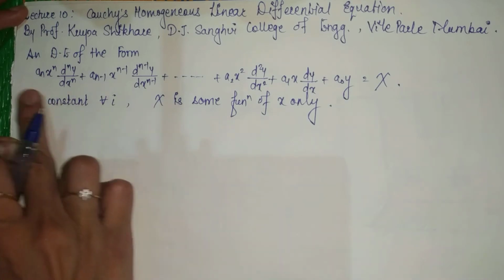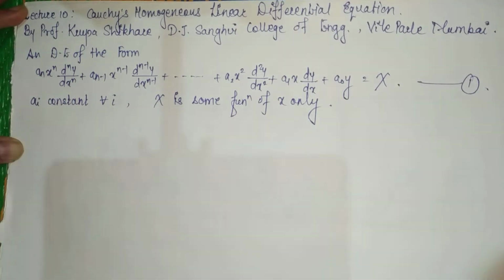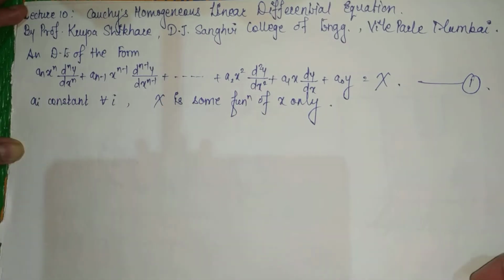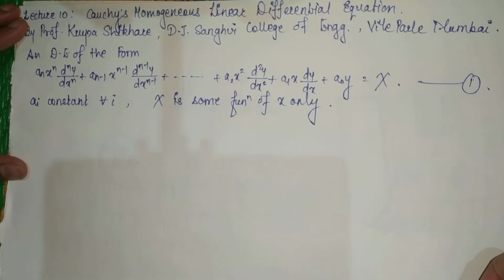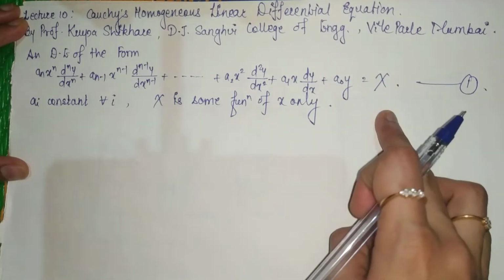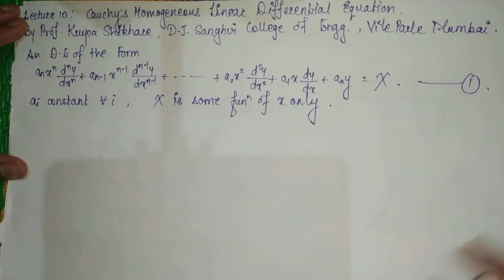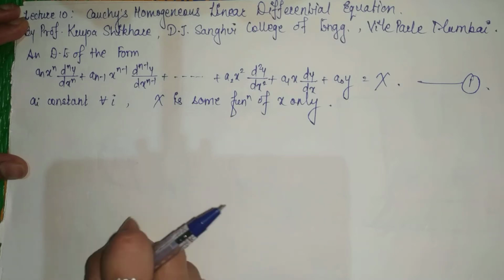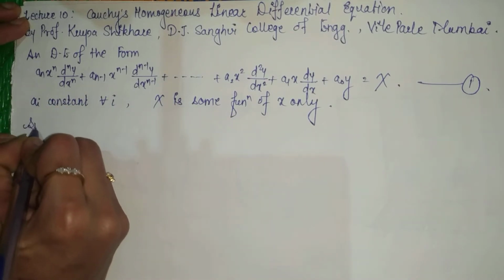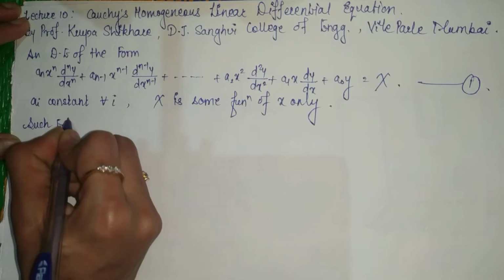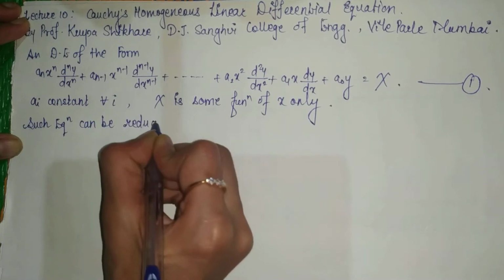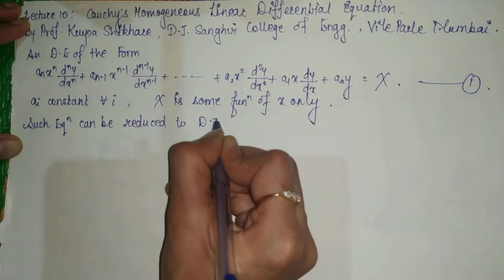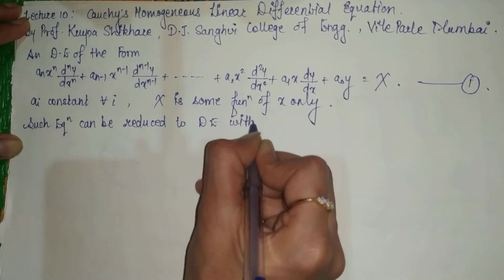Now to solve this type of differential equation, say this as 1. We don't know how to solve this type of differential equation. We know how to solve a differential equation with constant coefficient. So we will take such a substitution that equation 1 will be converted to a differential equation with constant coefficient. So we can say such an equation can be reduced to a differential equation with constant coefficient.